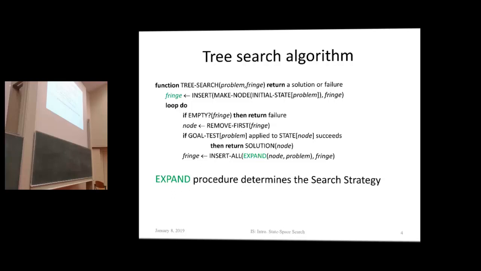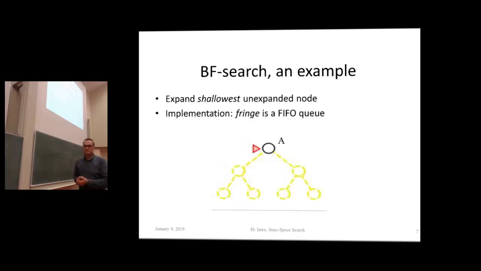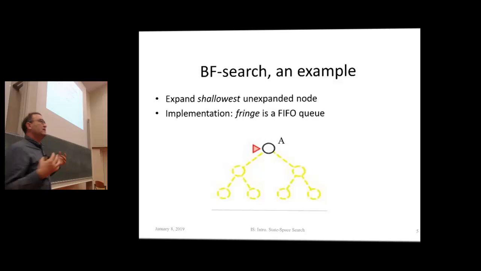And now the question is, how do we extend this search tree? Extending the search tree means adding new nodes to the fringe, and how we do that determines how we search in our search space. And the most simple way of doing this is called the breadth-first search, and that is basically implementing the fringe as a FIFO queue.